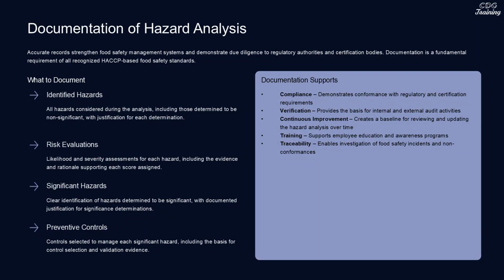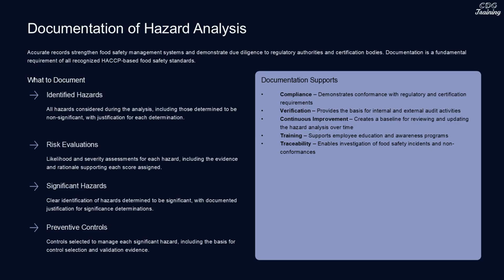Accurate records strengthen food safety management systems and demonstrate due diligence to regulatory authorities and certification bodies. Documentation is a fundamental requirement of all recognized HACCP-based food safety standards. All hazards considered during the analysis, including those determined to be non-significant, with justification for each determination. Likelihood and severity assessments for each hazard, including the evidence used to support each assessment.